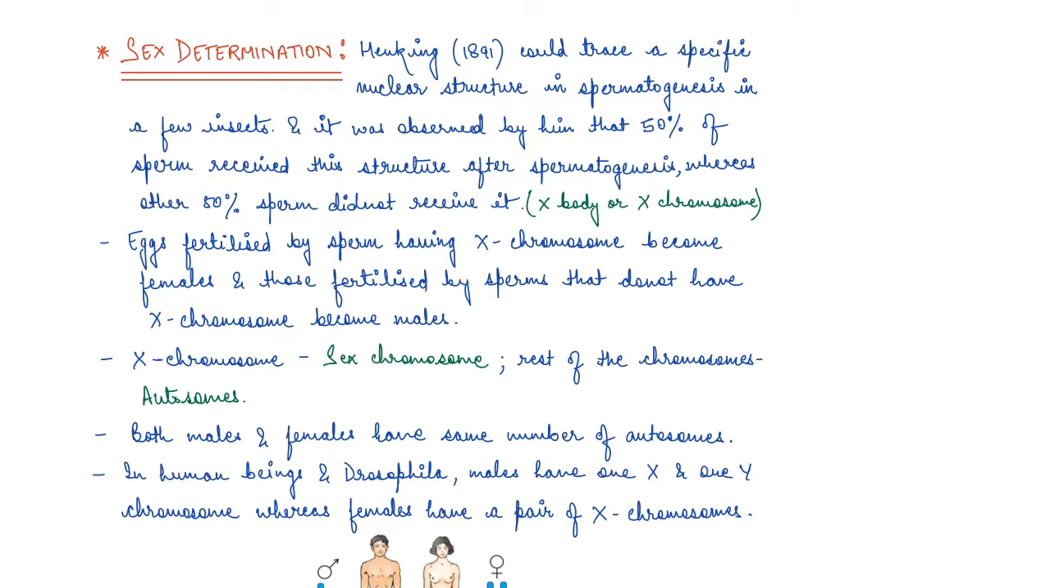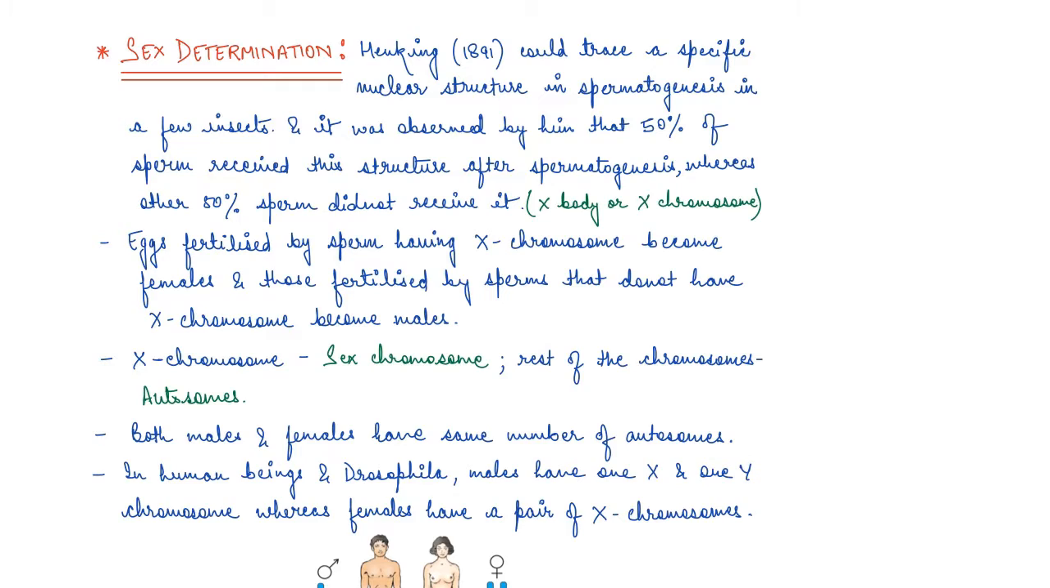So basically, Henking saw that there was a specific nuclear structure which was consistently present throughout spermatogenesis, and 50% of sperm after spermatogenesis received this structure and 50% didn't receive it. Now he named this the X body, right? Because he was not able to explain what exactly it is. As we say, what should we name it? Let's name it XYZ. In the same way, he named it X body or X chromosome, right?